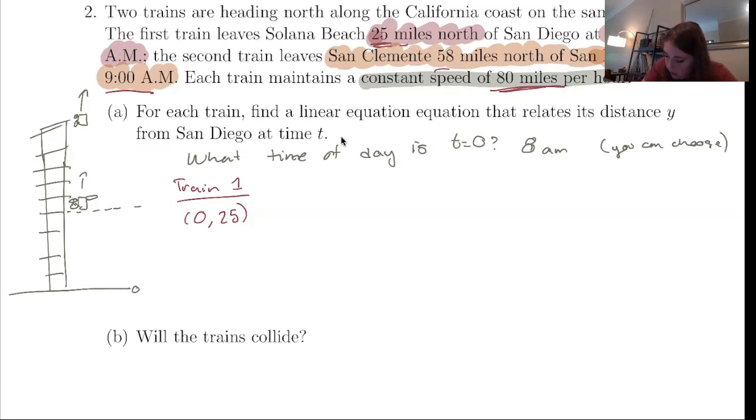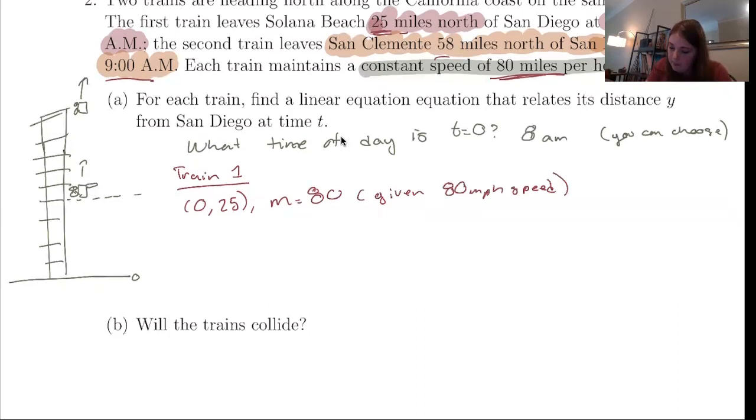Okay, cool, right? So we have a point and we know that m equals 80 because we're given an 80 mile per hour speed, and specifically told that it's constant. So that automatically tells me that this is a linear equation, right? Constant rate of change, a line.